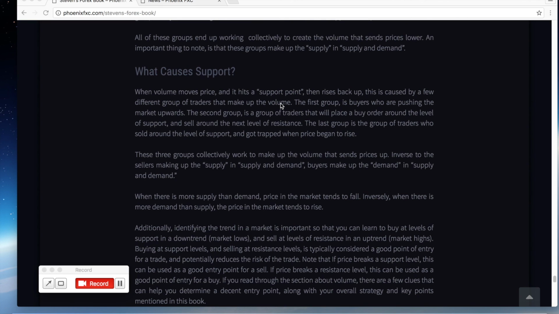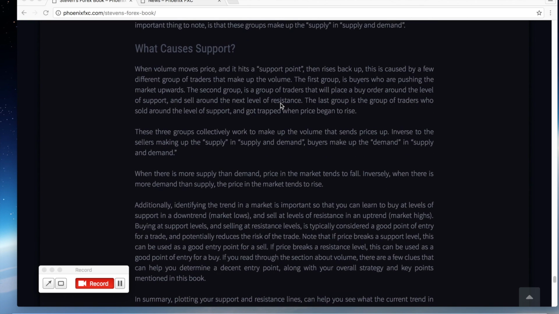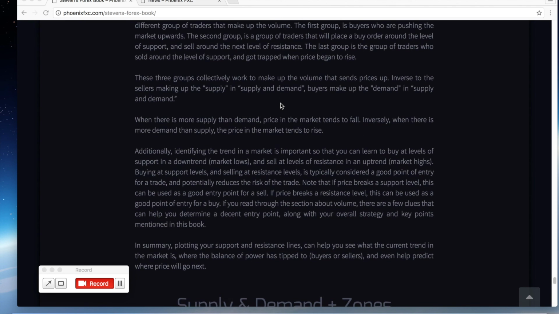So now let's move to what causes support, the inverse. When volume moves price and it hits a support point, then rises back up, this is caused by a few different groups of traders that will make up the volume that makes this happen. Because remember, volume is what moves price. The first group is the buyers who are pushing the market upwards. The second group is a group of traders that will push a buy order around the level of support and sell around the next level of resistance. That last group is the group of traders who sold around the level of support and got trapped when price began to rise. You don't want to be those guys. These three groups collectively work to make up the volume that sends price up. Inverse to sellers making the supply, buyers make up the demand.